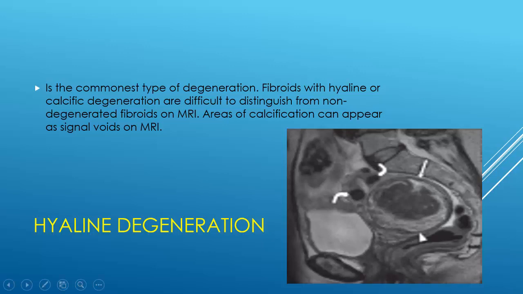Here we have an area of fibroid showing hyaline degeneration with the peripheral hyperintense rim. And then we have other smaller fibroids, interstitial indentation, but they are signal void mostly because they are calcified fibroids. And they are not indenting the cavity. Here they are not indenting the cavity.